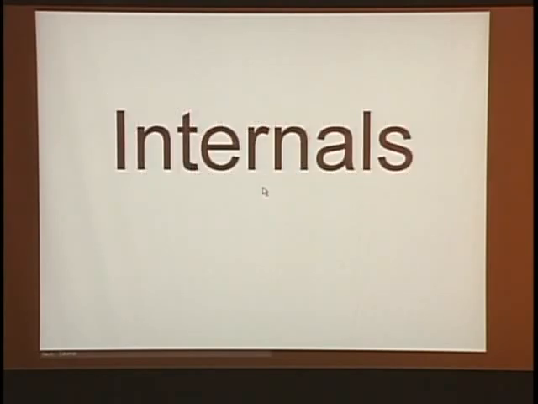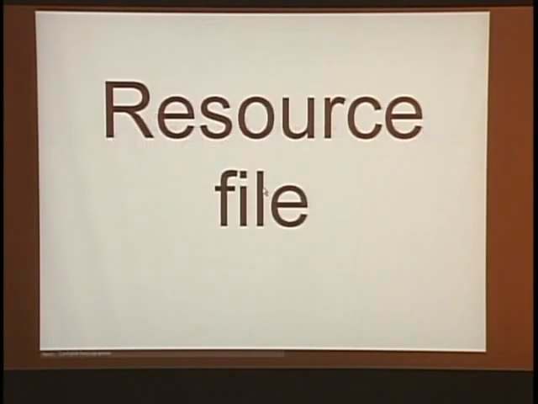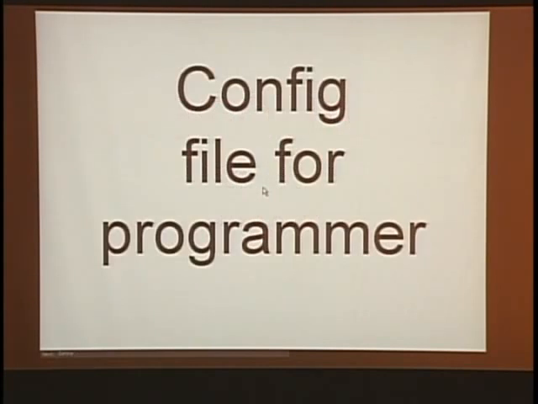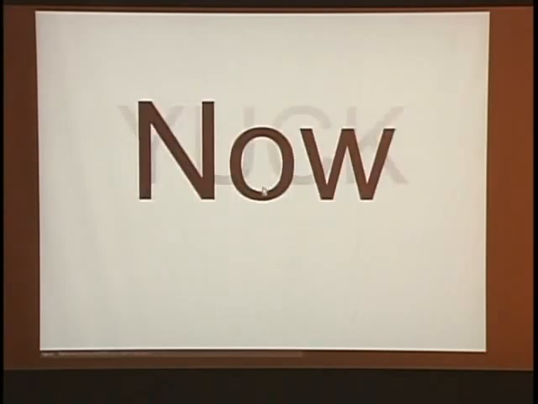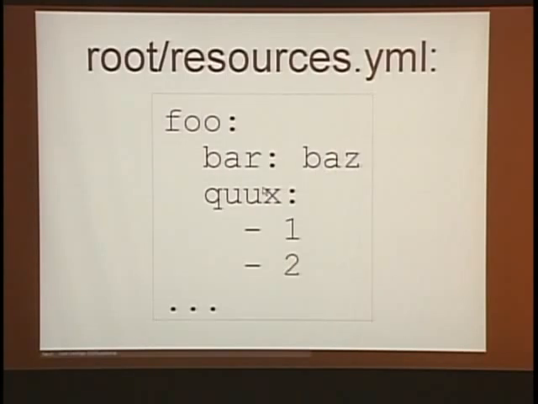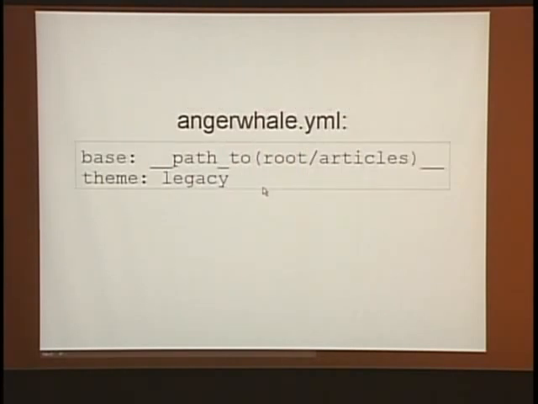So what are we doing internally? Well, it's Catalyst. It's MVC, so I have some infrastructure. I have a resource file, which is like a config file for me. Before, I had about 60 lines of this code sitting around in my main file. I hate that. So now I just have a big YAML file where all the configuration is done, and user config is 100% optional. So angerwhale.yml looks like this.